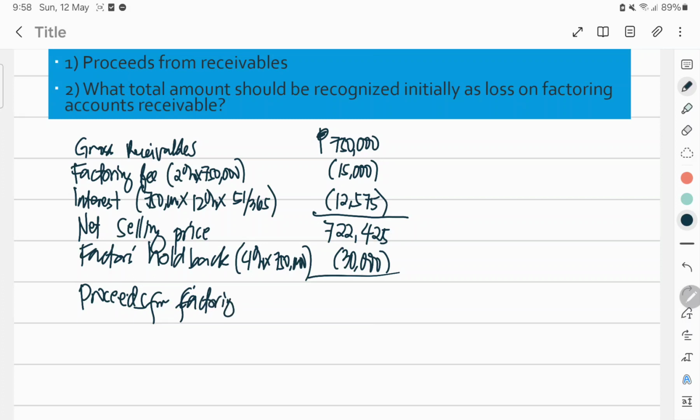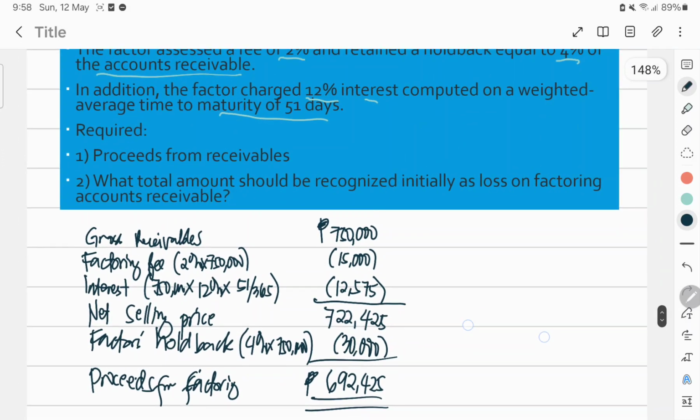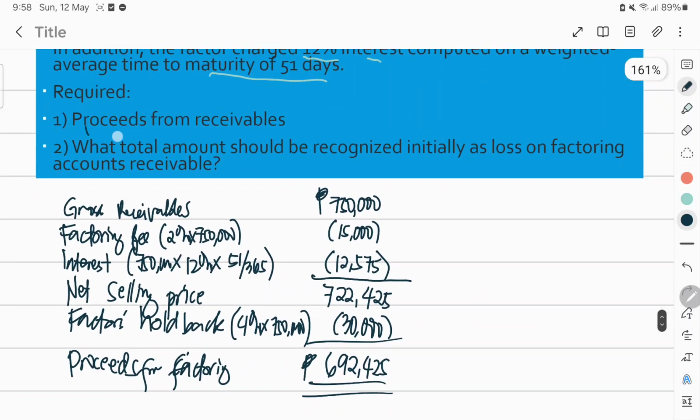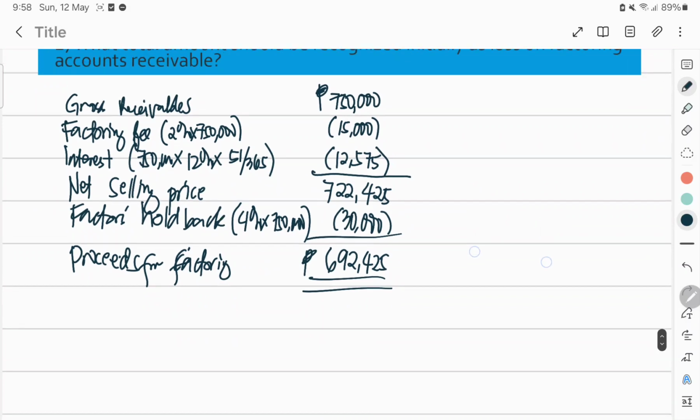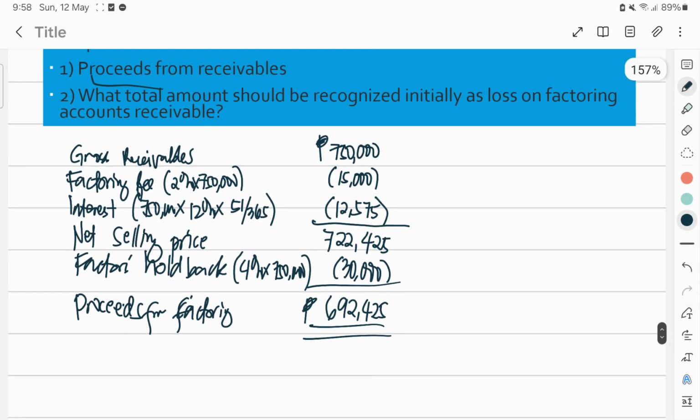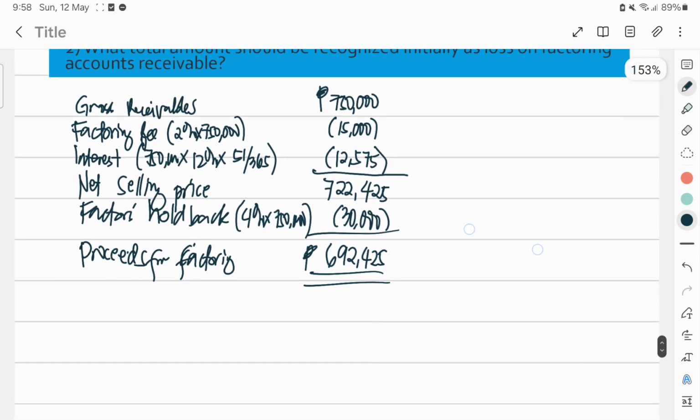Okay. Proceeds meaning yun ang pera na tanggap ng entity. So 722,425 minus 30,000. So you have 692,425. That is the amount of cash that we receive, the proceeds from receivables. Okay, the next question is what total amount should be recognized initially as loss on factoring?